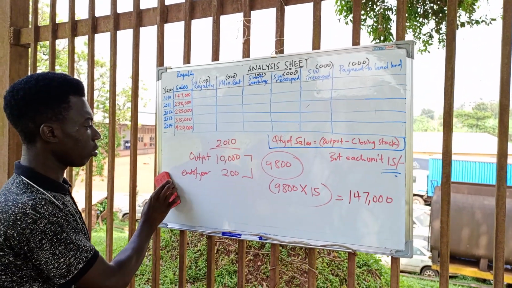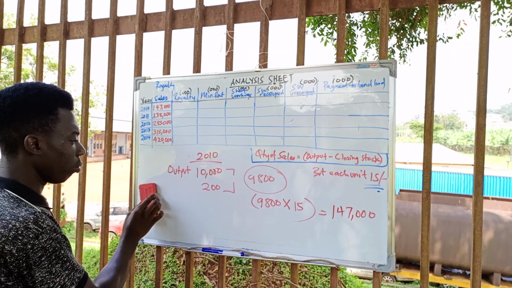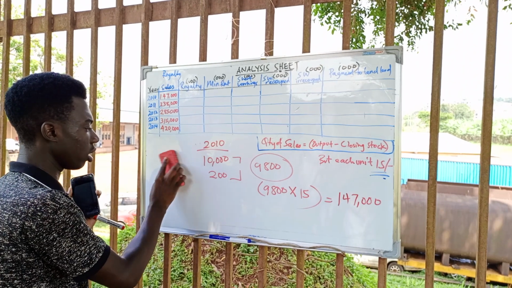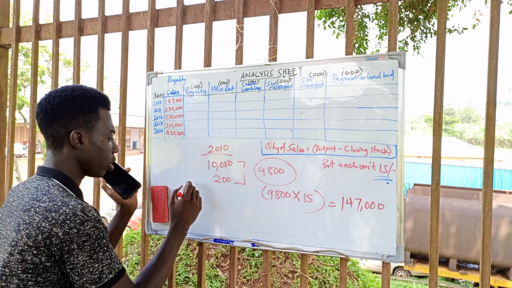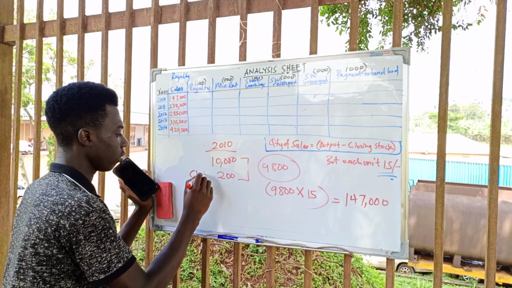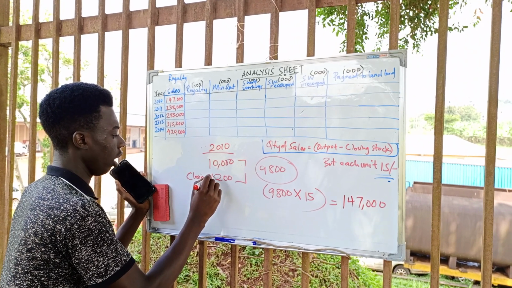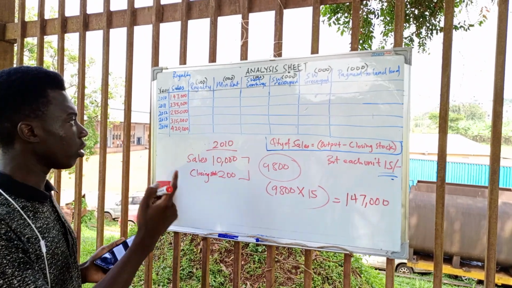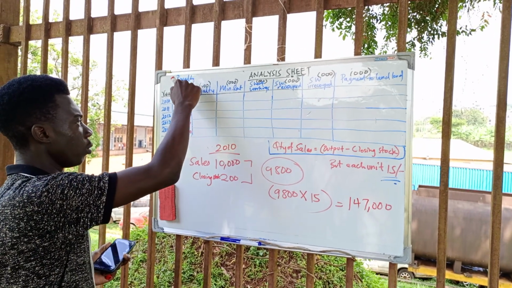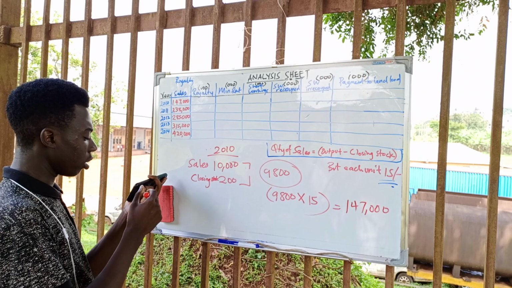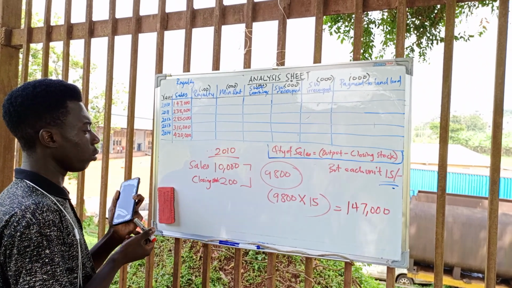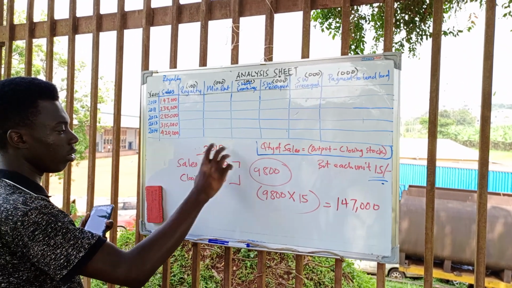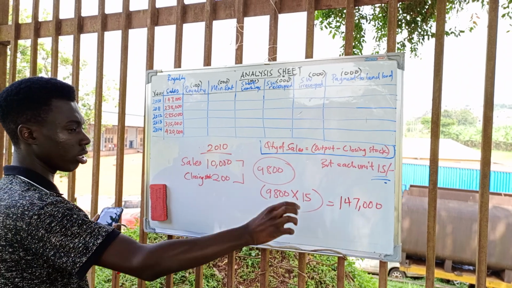But you find questions whereby they give you the closing stock. Maybe in this case, let's say they have given us that our closing stock is 200, and then these are our sales. Then in the question they tell us that our royalty is calculated based on output. You have to take note that the royalty can be calculated based either on sales or output. So they can give you the sales figures and the closing stock figures in your data.